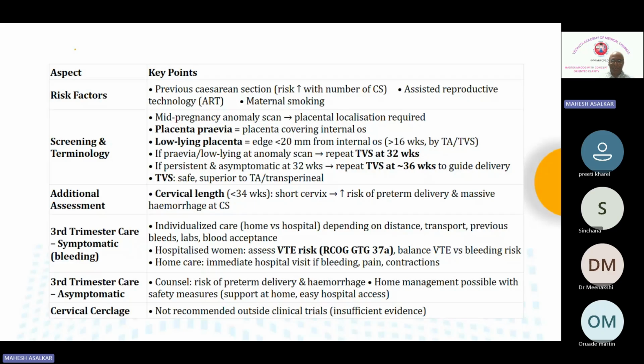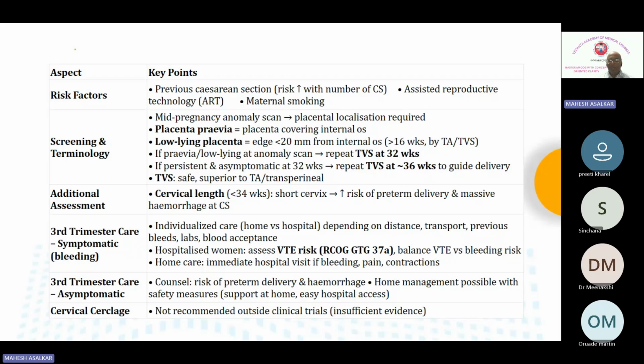At the mid-trimester anomaly scan, the finding is placenta previa. What will be the next step? It may be TVS at 32 weeks, TVS at 34 weeks, TAS at 30 weeks, transperineal at 30 weeks, and so on. So the next step will be TVS at 32 weeks. What additional assessment? Cervical length you can assess. If it is a short cervix, there will be increased risk of preterm delivery as well as hemorrhage during cesarean section. Now, third trimester care also we have seen.